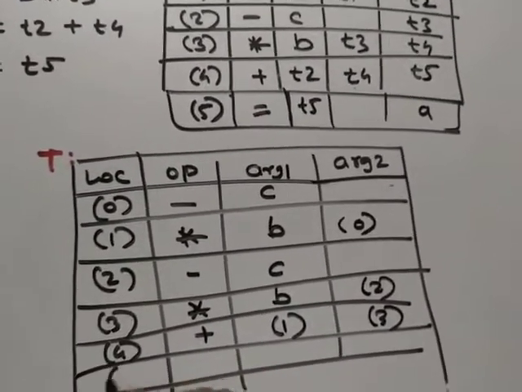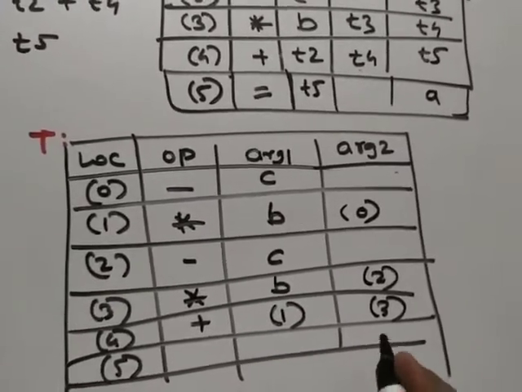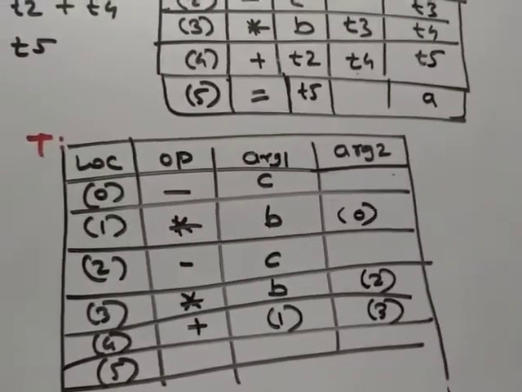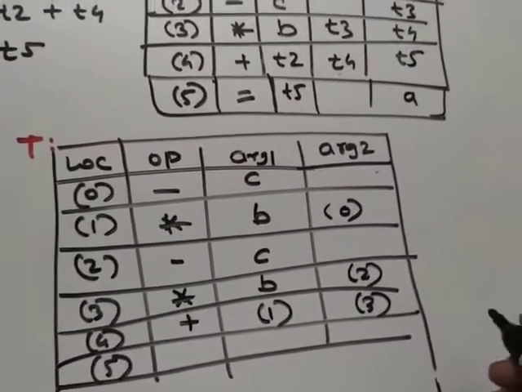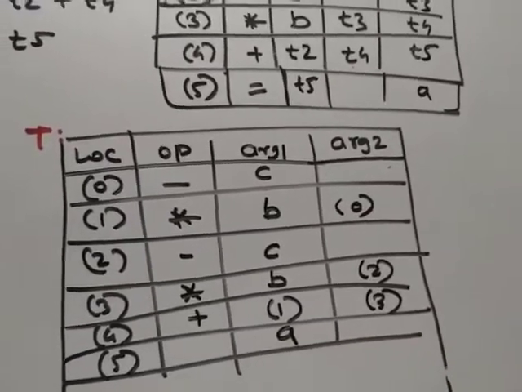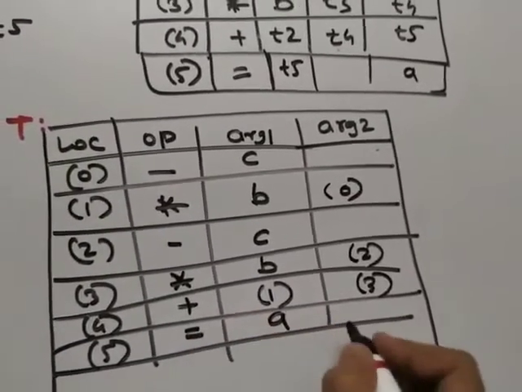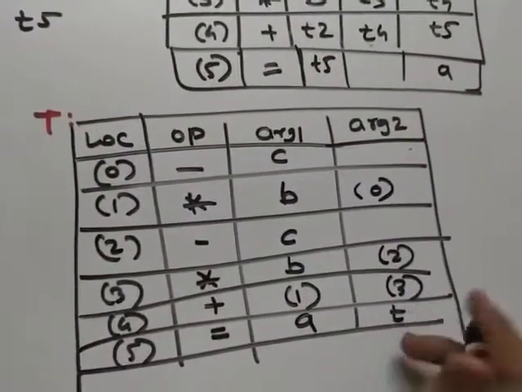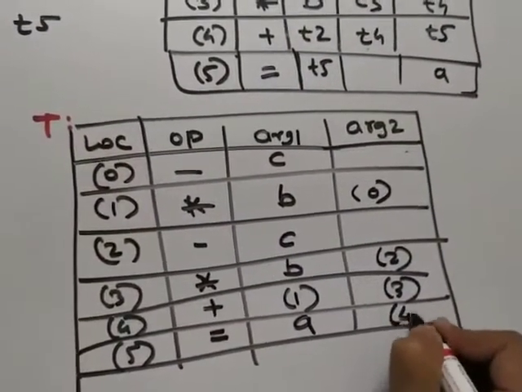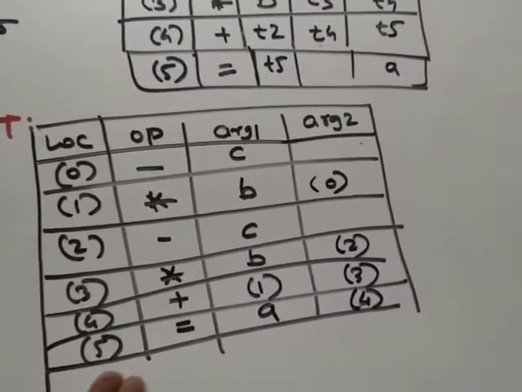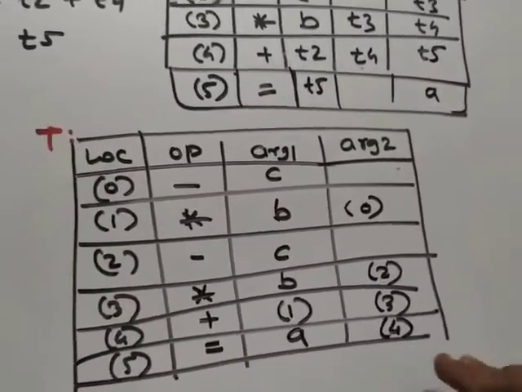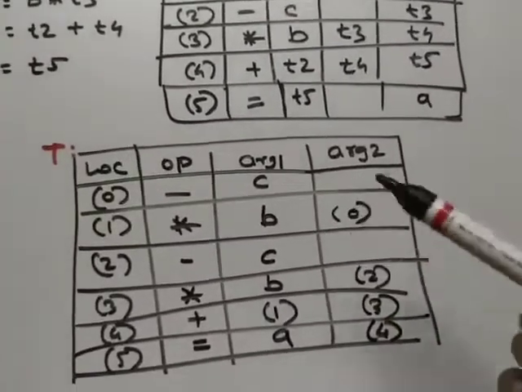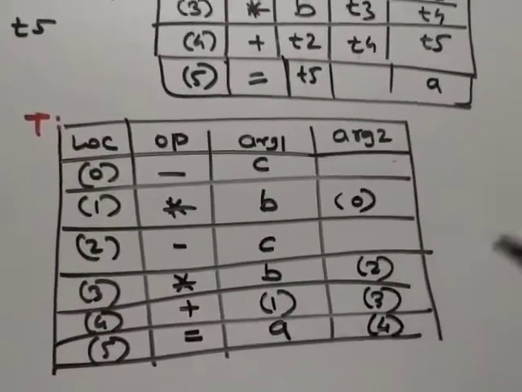Now at the fifth we have T5 and A. For T5 and A, the first argument is A, which is assigned T5. Now T5 is present at 4, that is why I am using the fourth location. So in this way the triple table can be constructed. Here no result column is there. Instead of that, the earlier statement's result location is utilized here.